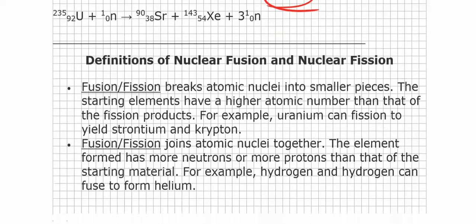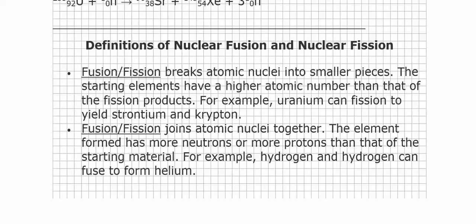All right, let's finish up now. And so the question now is, we want to define finally nuclear fission and nuclear fusion. So the question is it fusion or fission when we break atomic nuclei into smaller pieces? That again is nuclear fission. Okay, so fission when we break it apart. The starting elements have a higher atomic number than that of the fission products. For example, uranium can fission to yield strontium and krypton.